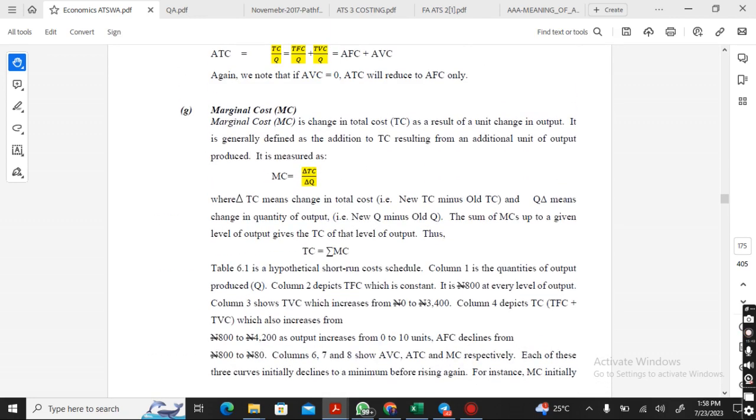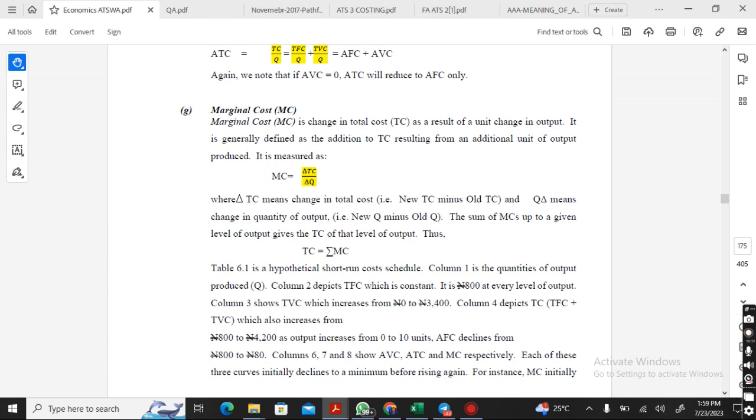So marginal cost. Marginal cost is the change in total cost as a result of a unit change in output. So that's change in total cost over change in quantity. Where change in TC means new TC minus old TC, and change in quantity means new quantity minus old quantity. So that is that about that.